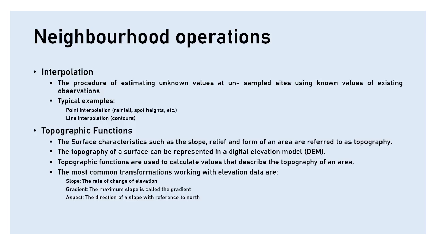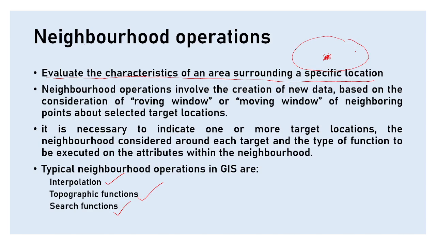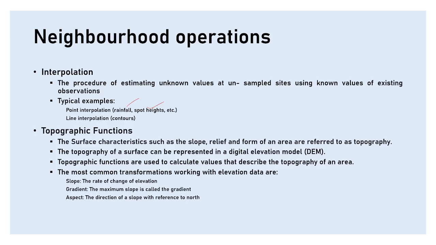So the typical examples include point interpolation, where, like as I was saying, rainfall, spot heights, whatever it is, those examples are there. Line interpolation, like contours. So for those purposes, this neighborhood operation can be done. So here you remember, what is neighborhood operation? You're evaluating the characteristics of an area surrounding a specific location.